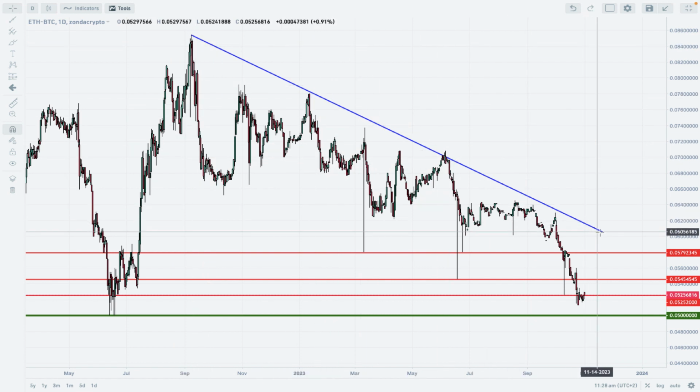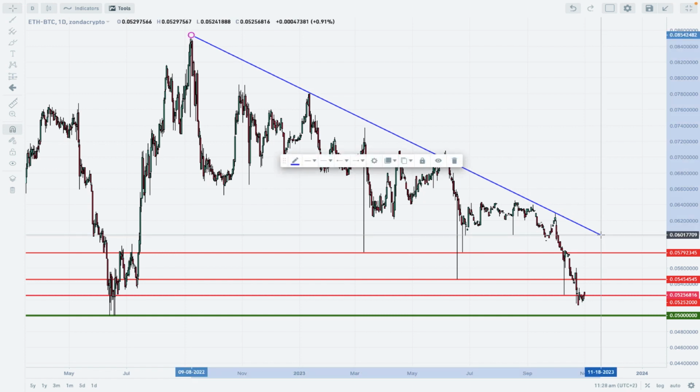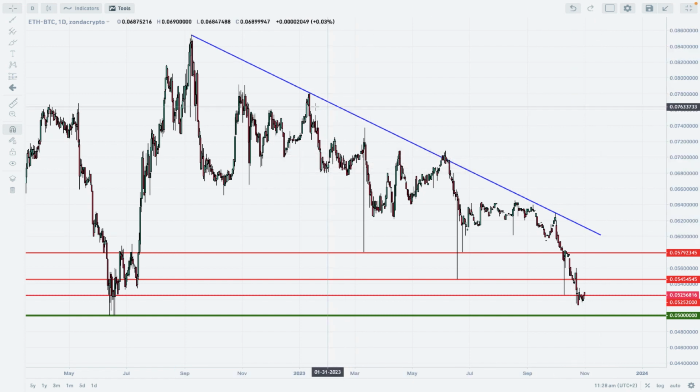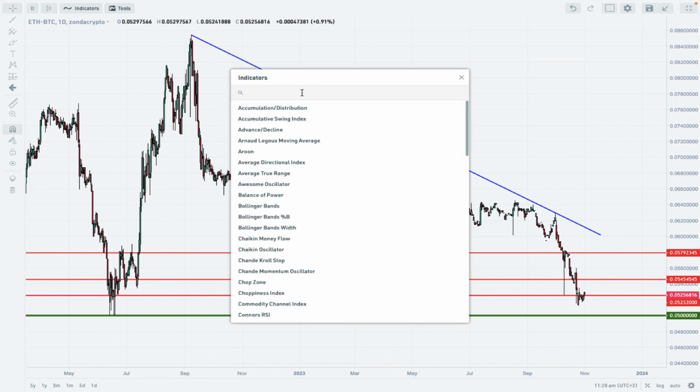There's the one, there's the second one. If we are more precise, there's the first one, there's a false breakout, there's another one here, and now movement to the downside.